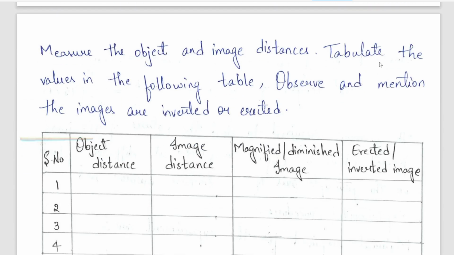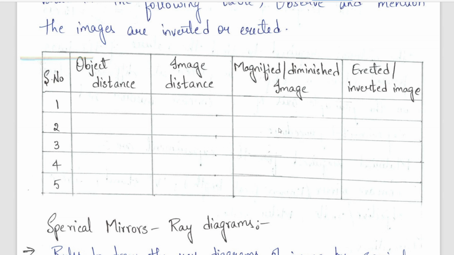Okay, and as soon as we get the sharp image on the screen, we have to measure the object distance and image distance and tabulate them in the following table. Okay, this is the table, and in this we have to tabulate the object distance, image distance, magnified or diminished image, and erected or inverted image. So object distance is nothing but the distance between the object and the pole. Okay, and image distance is nothing but the distance between the image and the pole. Whenever the image is formed, there will be a distance between pole and image, right? So we have to measure that distance and note it down here.